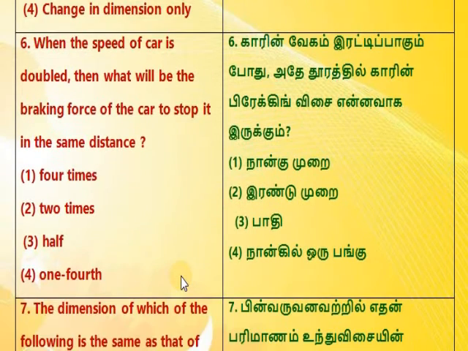6. When the speed of a car is doubled, what will be the braking force needed to stop it in the same distance? 1. 4 times. 2. 2 times. 3. Half. 4. 1/4.